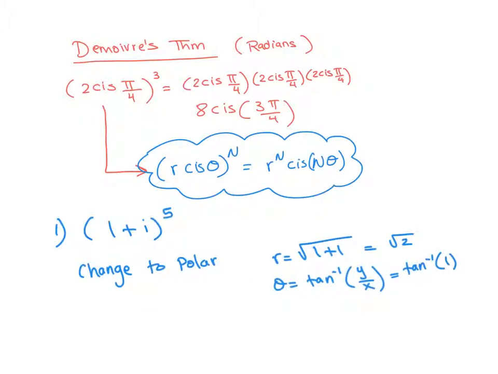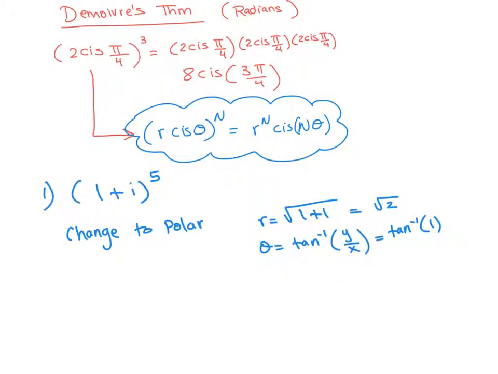Tangent inverse of 1 is going to be 2 different values, so I need to look back at the rectangular form. A is positive, B is positive, so that's the first quadrant. That means the angle I'm looking for is pi over 4 in the first quadrant. So I just found the r and the theta. So I'm going to change the rectangular form to polar form. Now, radical 2 means 2 to the power half. That's going to be my r. Cis, the angle that I just found, which is pi over 4.